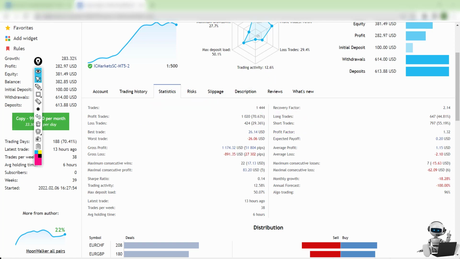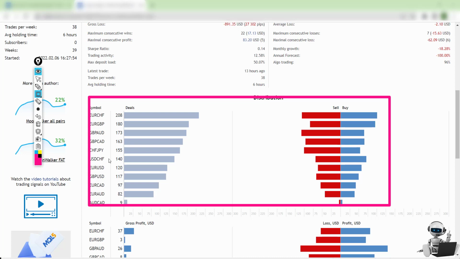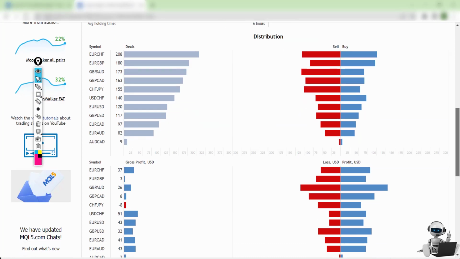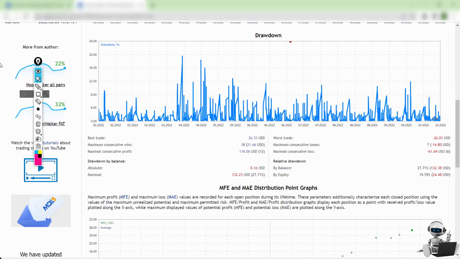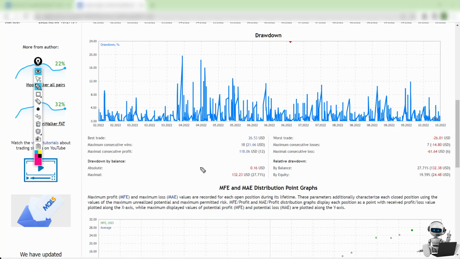And for the pairs, we can see it trades on all of these pairs. You can try to do the same as the signal if you want to get similar results. So that means you will use all the pairs that he is recommending. For the risk, you can see by balance it only has 27%, by equity 90%. So like any typical stop loss and drawdown, it is not really that risky, not like martingale or grid type, but it's a possibility because a streak of losses can occur.